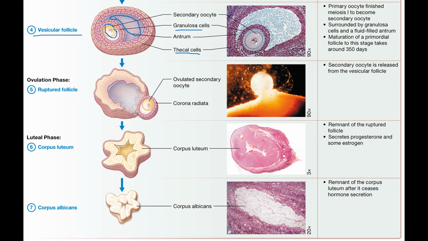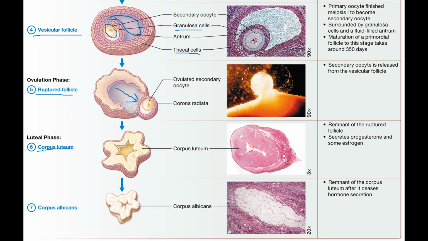Once we get to ovulation, we're going to have that ruptured follicle, and the corona radiata and the ovulated secondary oocyte are going to be released. So they're going out of the follicle. And what happens next is this oocyte travels down, hopefully gets picked up by the fimbriae and swept down the uterine tubes. But the follicle itself is going to change, and now it's going to become the corpus luteum.